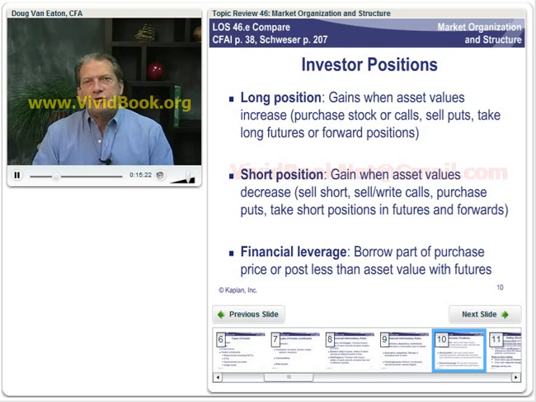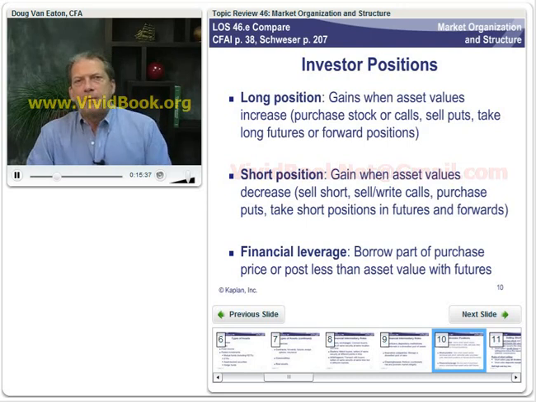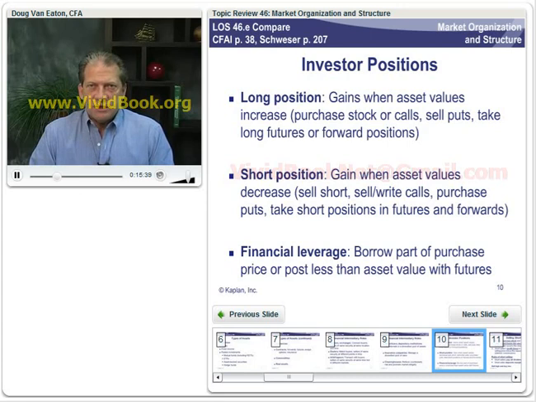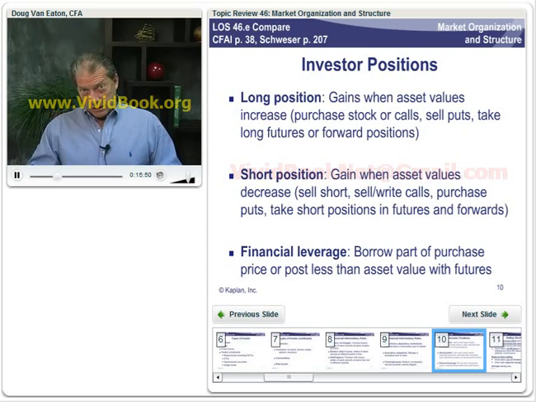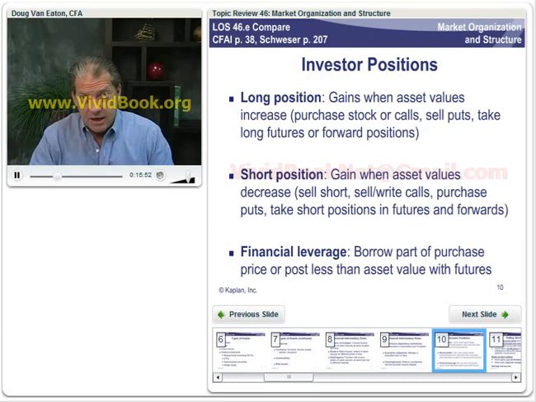Long futures and forward positions. With a long futures position, that's where we promise to buy in the future, enter into a contract saying that we'll buy in the future at a particular price. Well, clearly that position goes up when future asset prices go up. A short position gains when asset values decrease. So the simplest situation is when we borrow a security that we don't own and sell it, hoping to buy it back in the future at a lower price and realize some gains there.